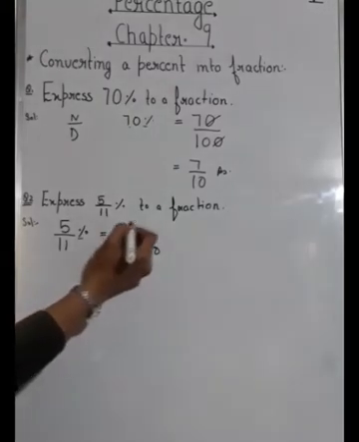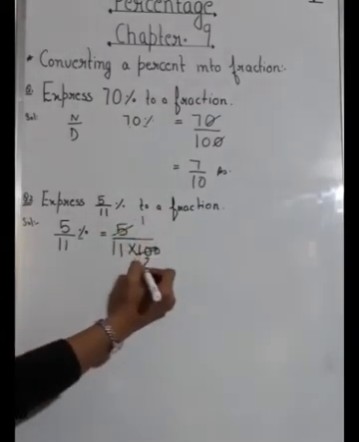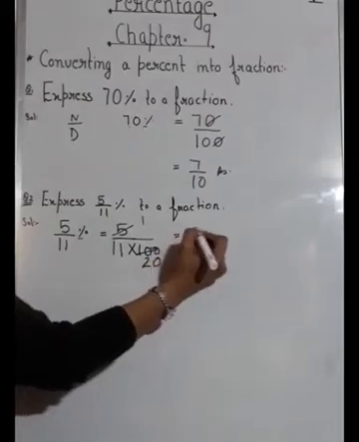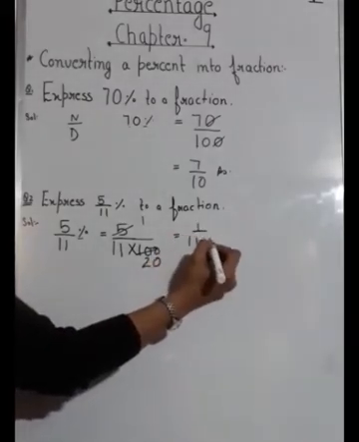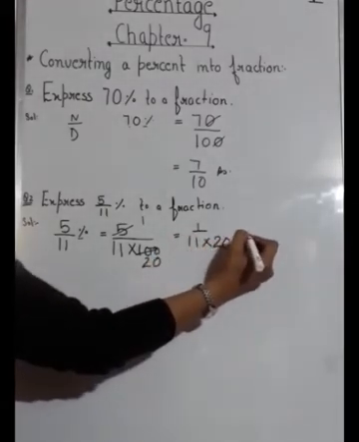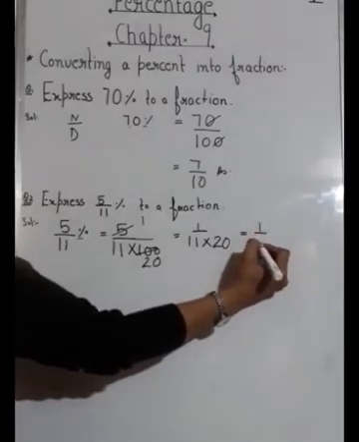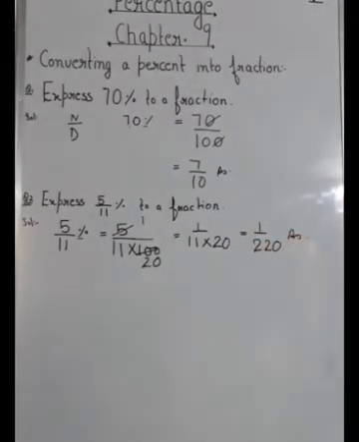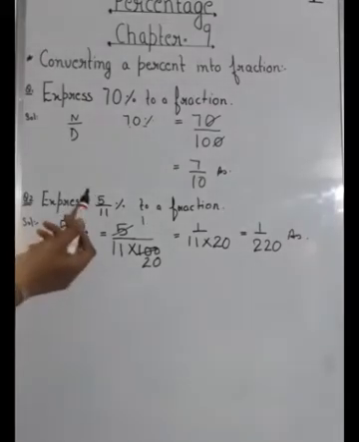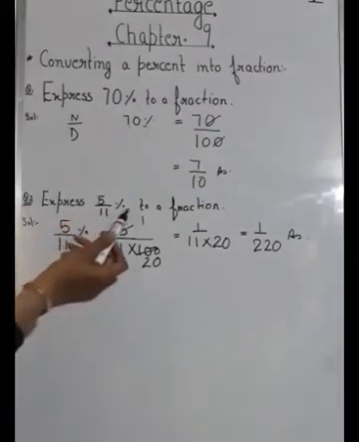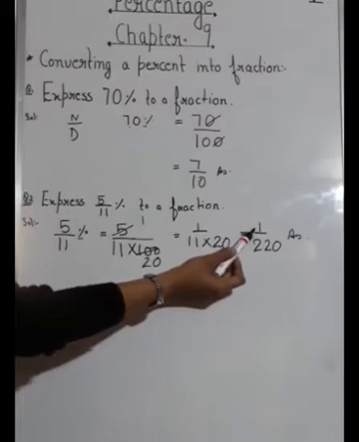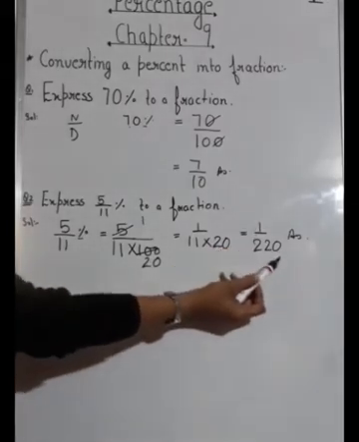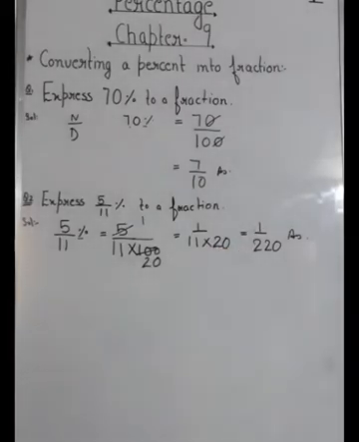Now cut it. 5 ones are 5. 5 twos are 10 and 0s are 0. So this will be 1 upon 11 into 20. And when you multiply it, you are getting 1 upon 220. And this will be your answer. So expressing 5 upon 11% as a fraction, you are getting 1 in the numerator and 220 in the denominator.